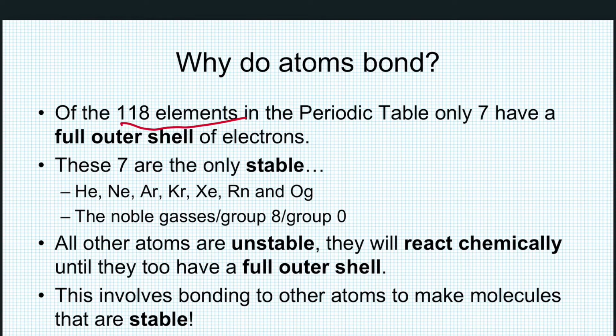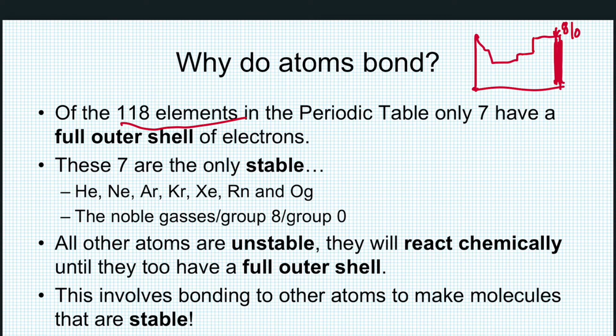There are 118 elements in the periodic table, currently. Only 7 of them have a full outer shell of electrons. And if we look at the periodic table, they're the ones that we find over here in group 8 or group 0. They're known as the noble gases. Probably not a shock for you to find out that they're all gases, and the word noble basically suggests that they are less reactive, and they are.